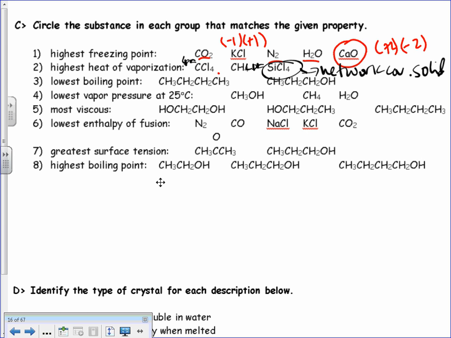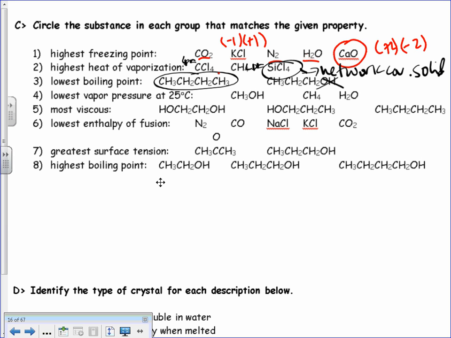Lowest boiling point. What is that really looking for? The weakest IMFs. Who has the weakest IMFs up here? Butane, not ethanol. What is it? 3 carbons. Propanol. Not propanol, because it has a hydrogen bonding component. This one is butane, and that's going to have London dispersion only. You're writing down these little extra notes that I'm saying out loud, okay?